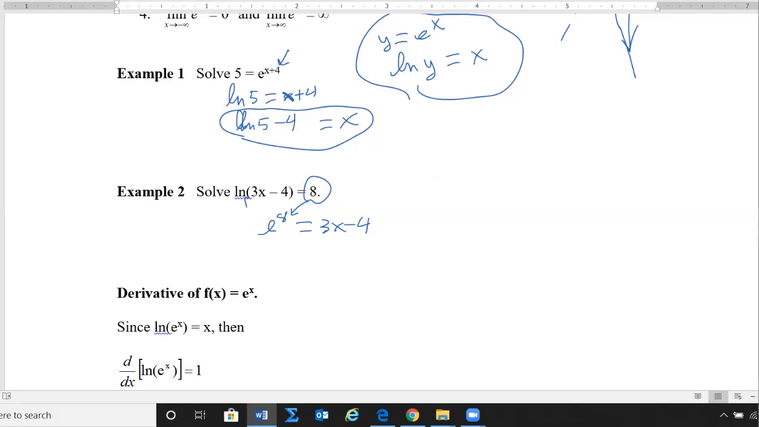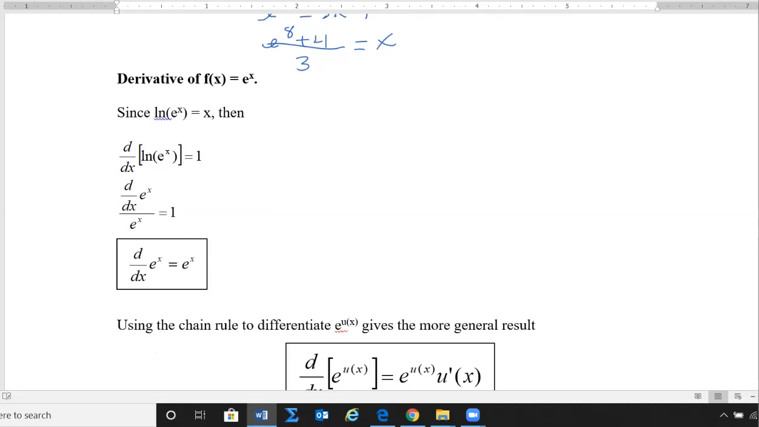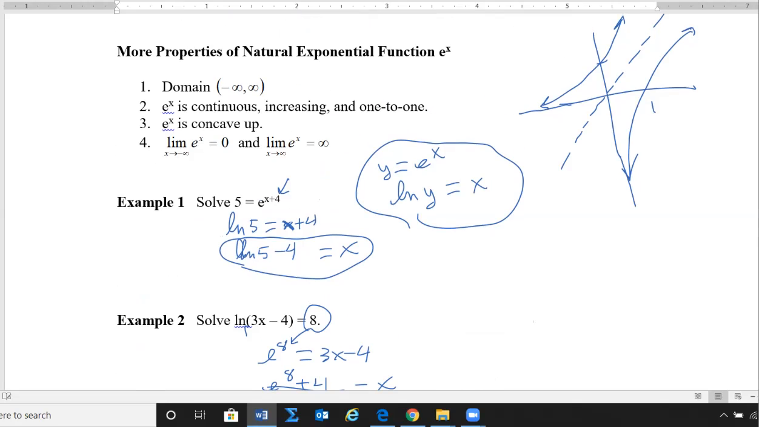Okay, so right now let's look at derivatives. Oh, wait, we didn't solve that one totally. We've got e to the 8 plus 4 over 3 is equal to x. Okay, let's do one more of these. Well, in fact, actually, let's hold off. We'll put that on our next video. This one's getting a little bit long.